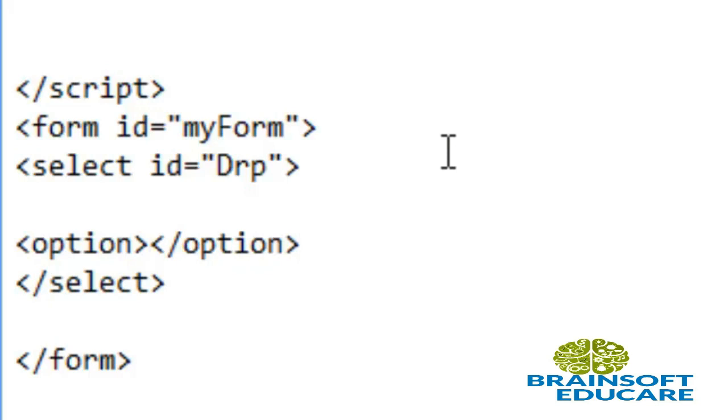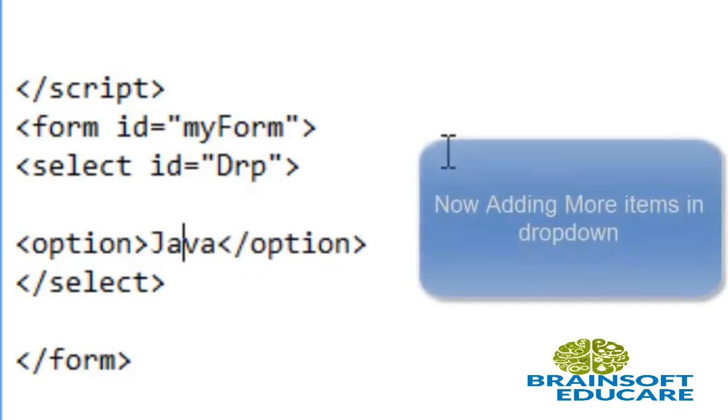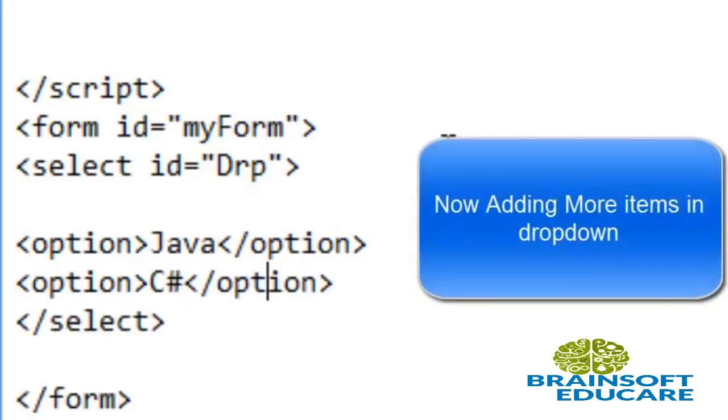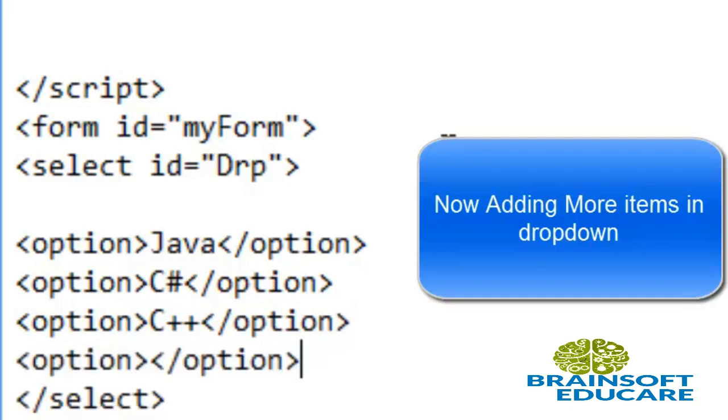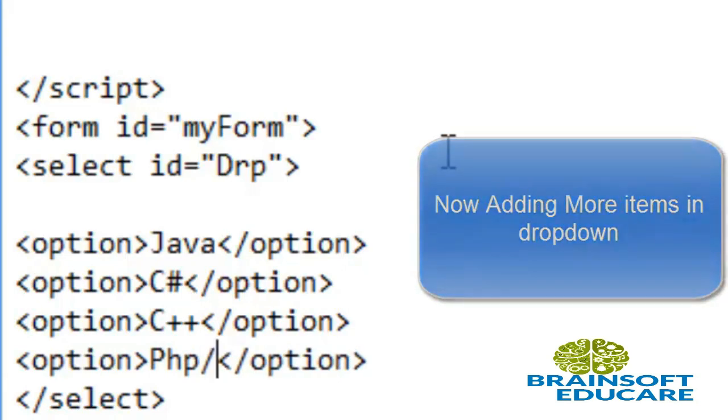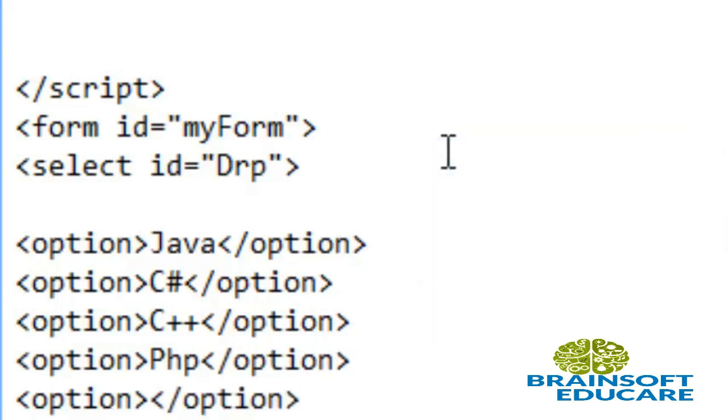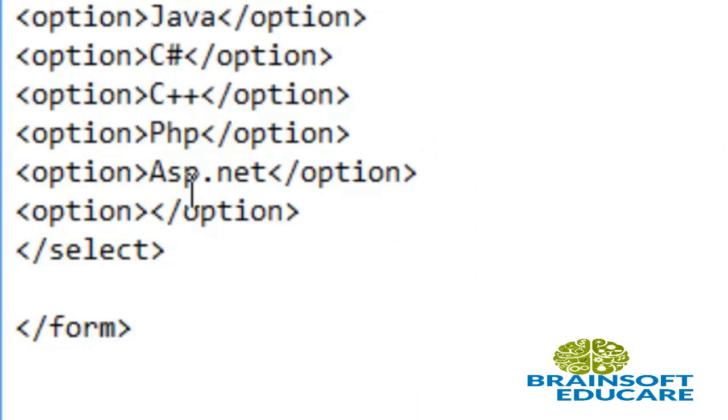So I am writing Java, C Sharp, adding third option C++, adding one more option PHP, adding one more option ASP.NET. Let's add one more option Drupal. So we have added so many options.